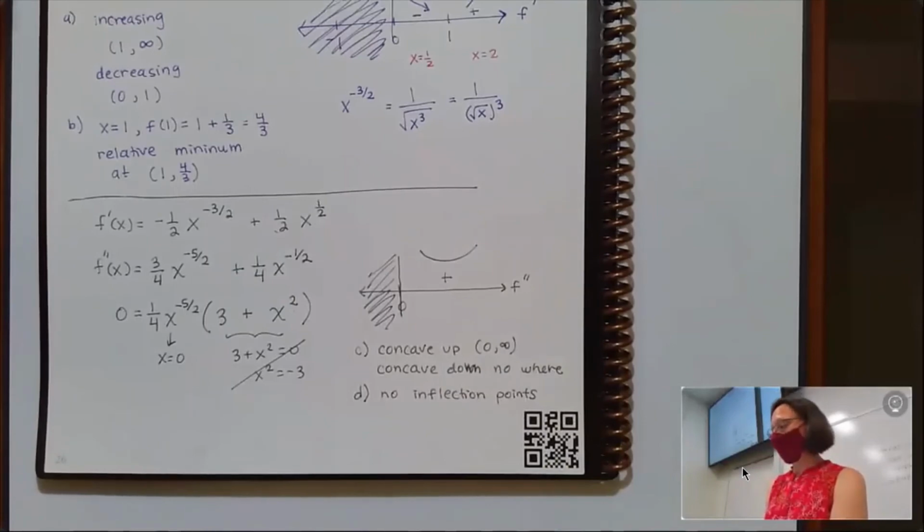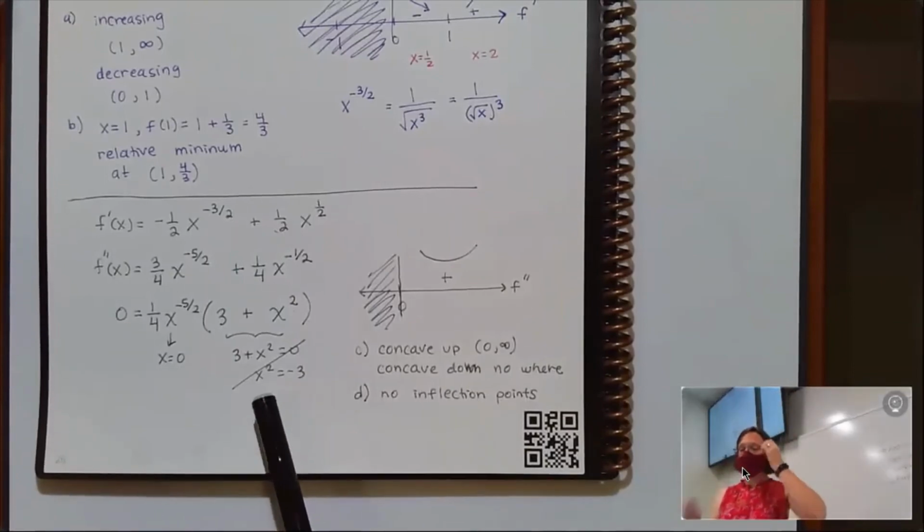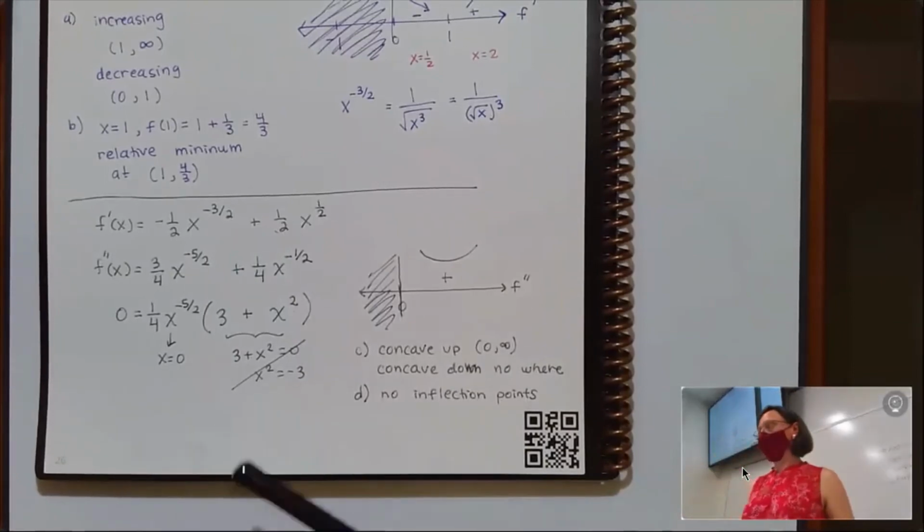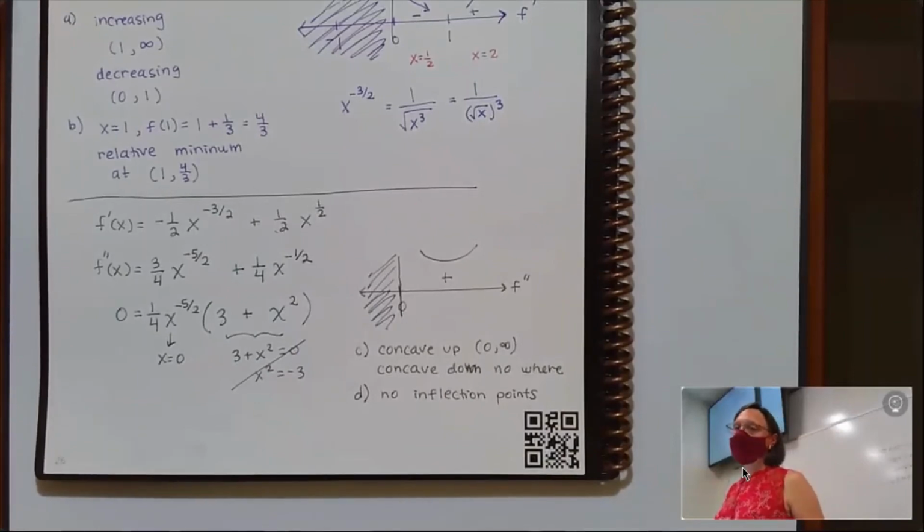Second part of that function didn't work because you can't take the root of it. Yep. Can't take the root of a negative, so we got stuck here. Nothing comes out of that 3 plus x squared.